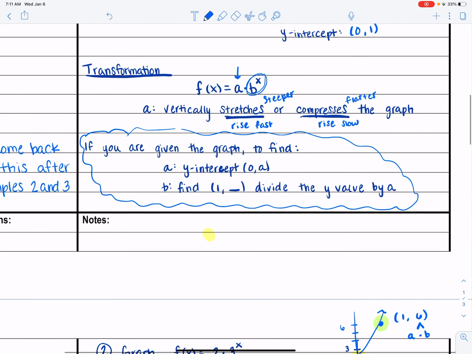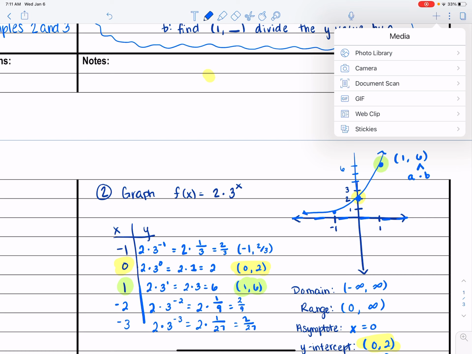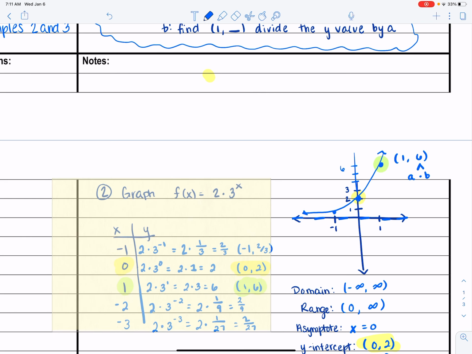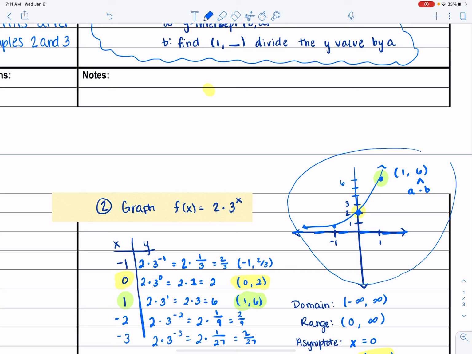If you're given the graph, so let's say instead of giving you the equation, I give you the graph. Let's just say that I covered up the equation, and instead I gave you this graph. You could build the equation from that, because you know you can look here to find the a value, and you know that this number is going to be a times b.